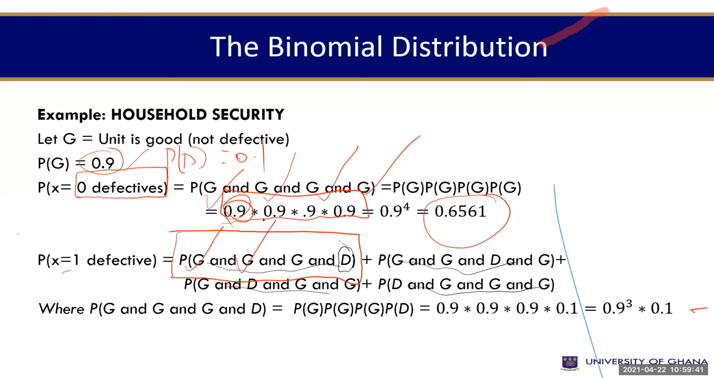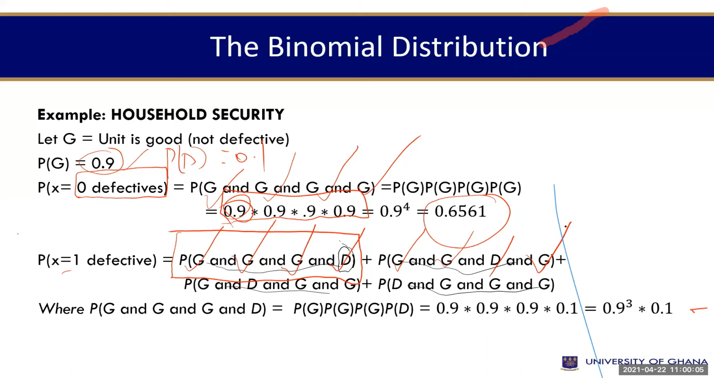The second, we had a good product. The third, we had a good product. It is the 4th that we have defective. That's one possible outcome. The next one is that we may have the first be good, the second be good, the third will be defective. And the 4th one will be good. We are not done.